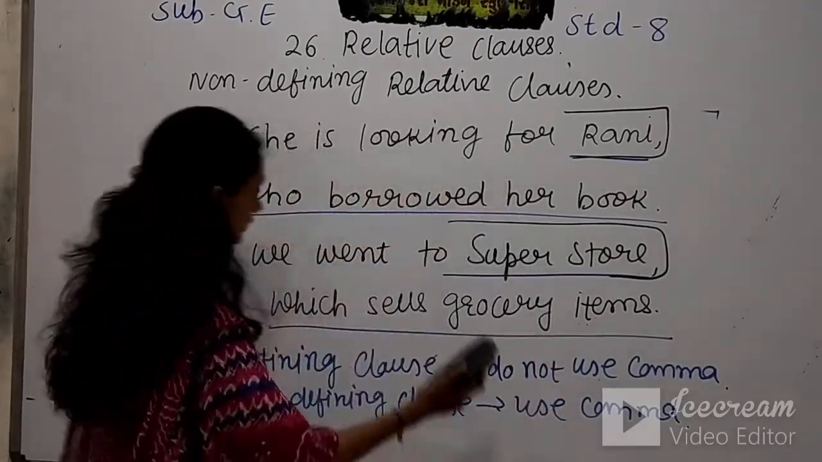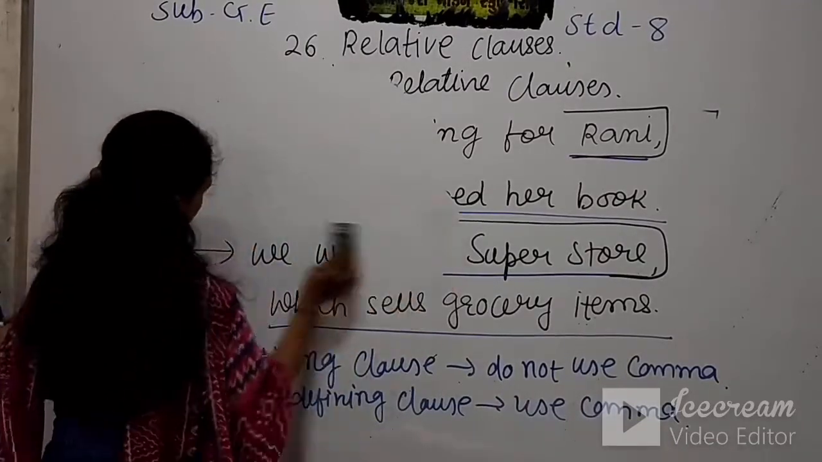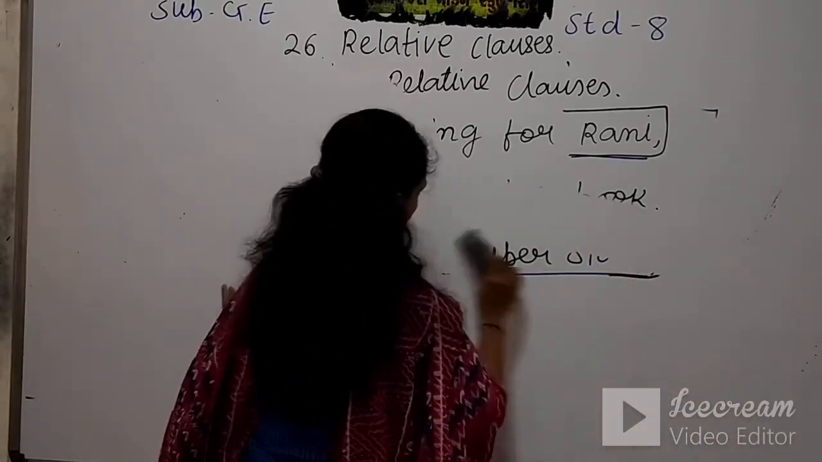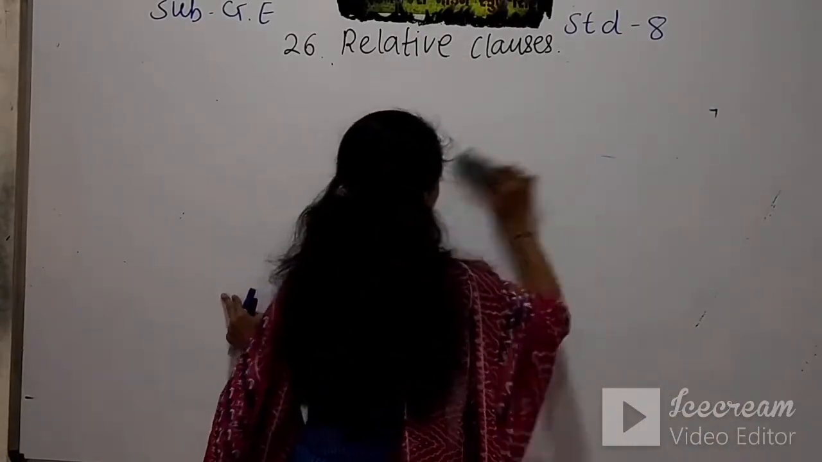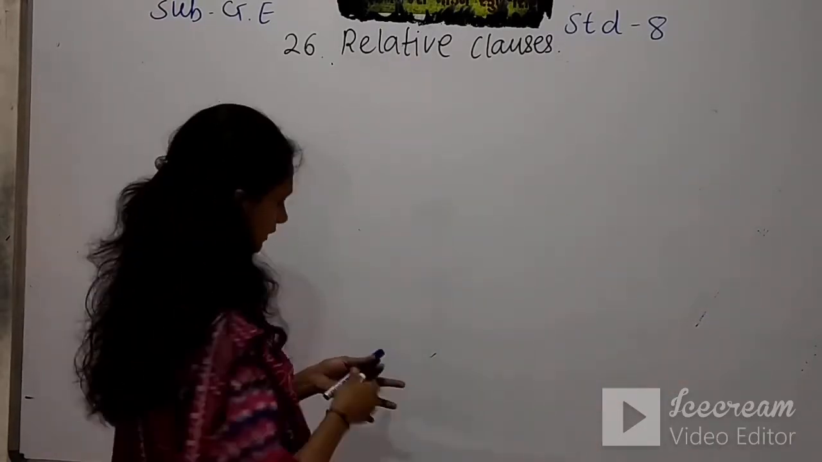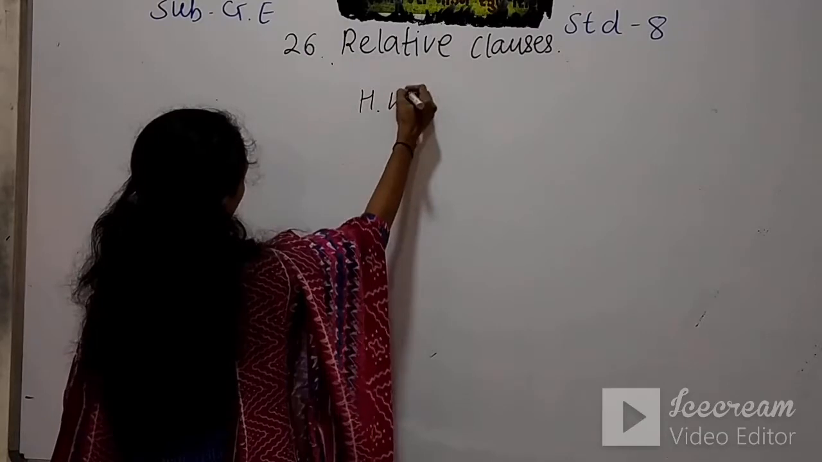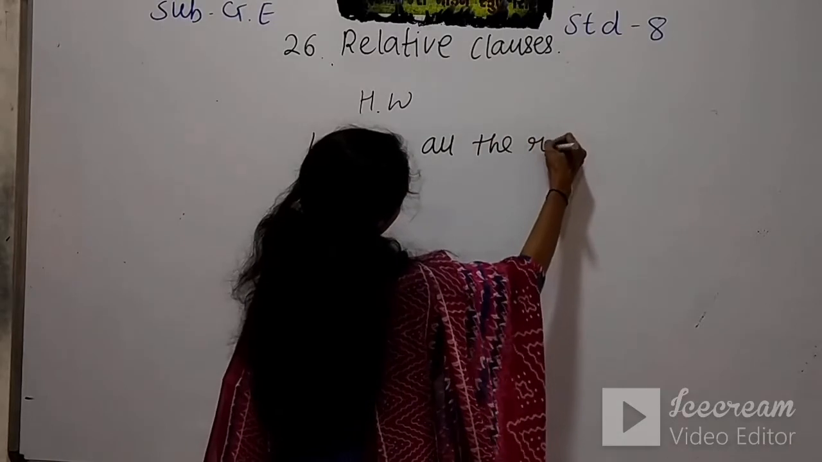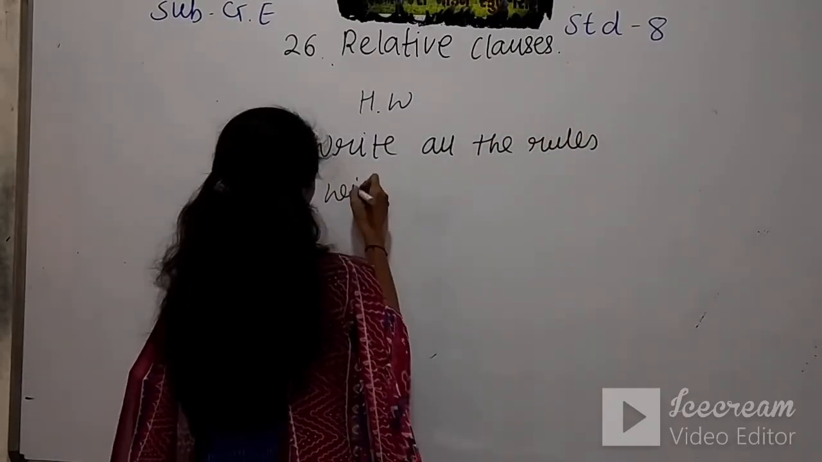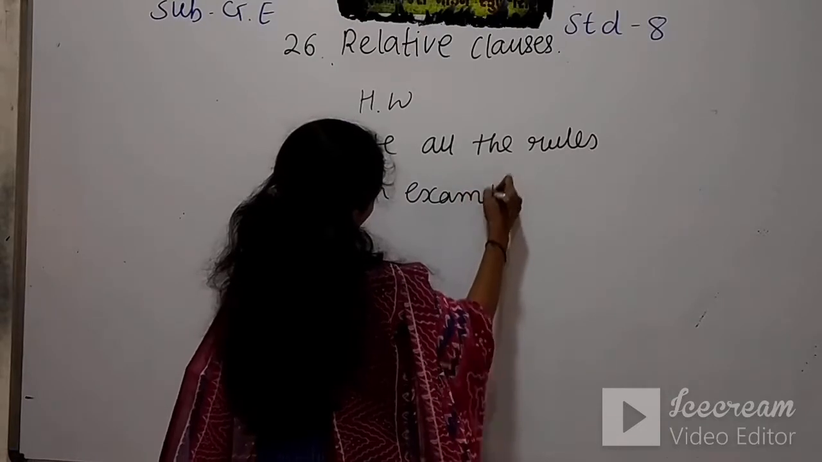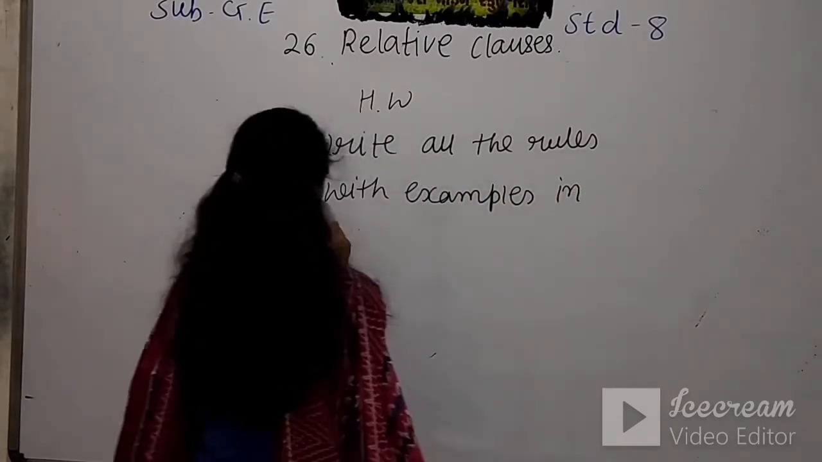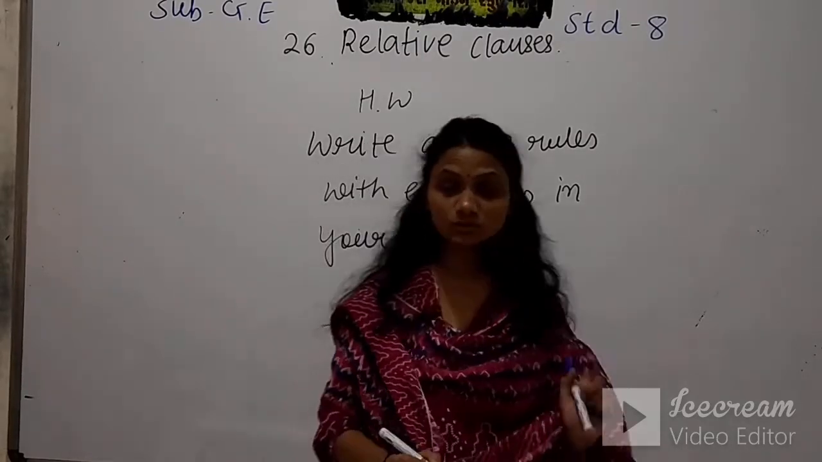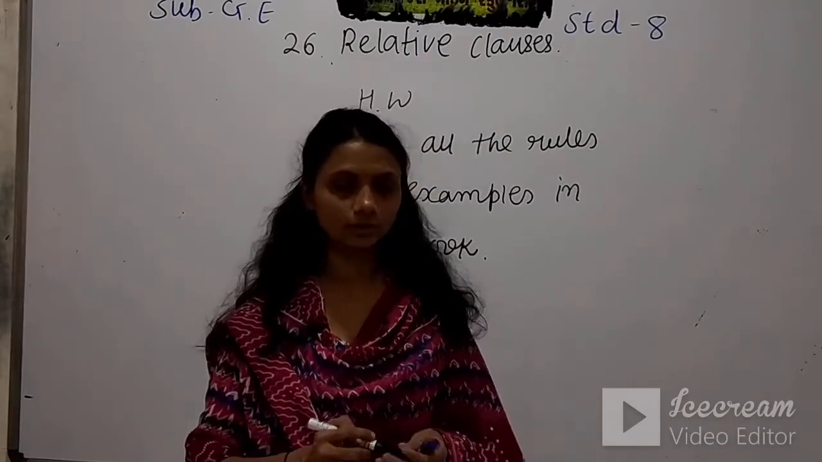So now it's time to give you homework. Your homework is to write all the rules with examples in your book. Please write all these examples because they are not given in your book.